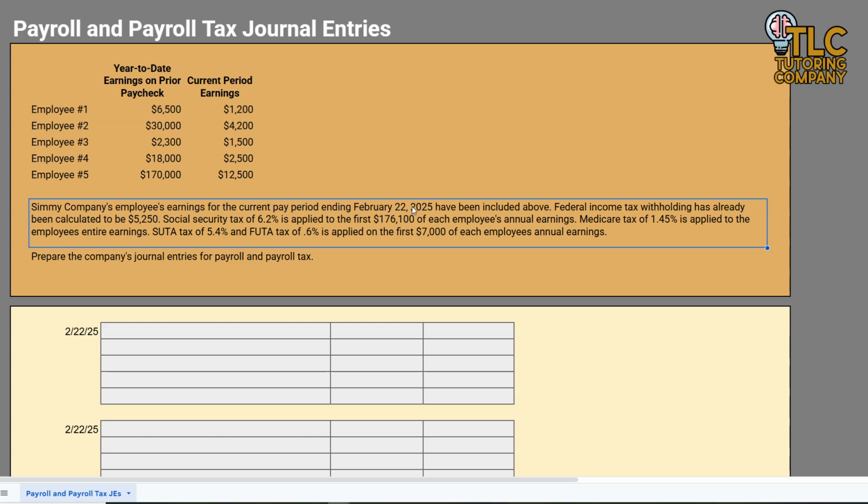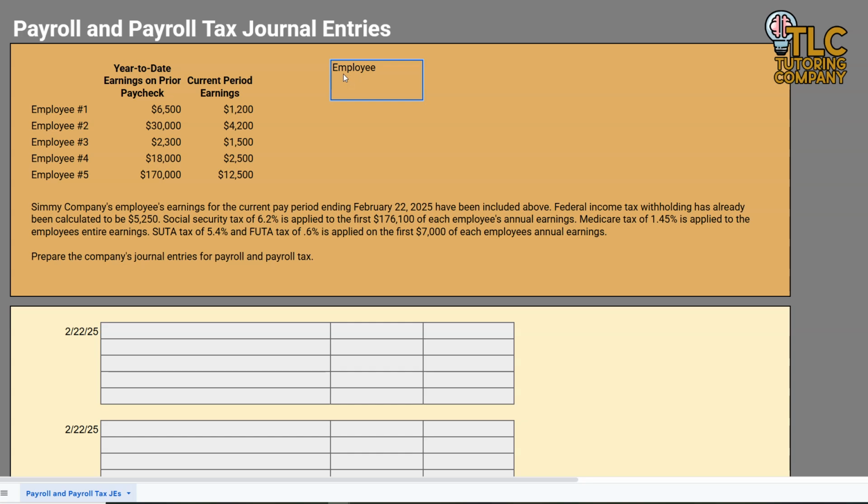So for Simi Company, we want to prepare 2 journal entries, 1 for their payroll and 1 for the payroll tax. So we should be pretty comfortable by now with the 2 main areas that we're going to be focusing on, which is essentially the employee's paychecks and the employer's payroll tax obligations.